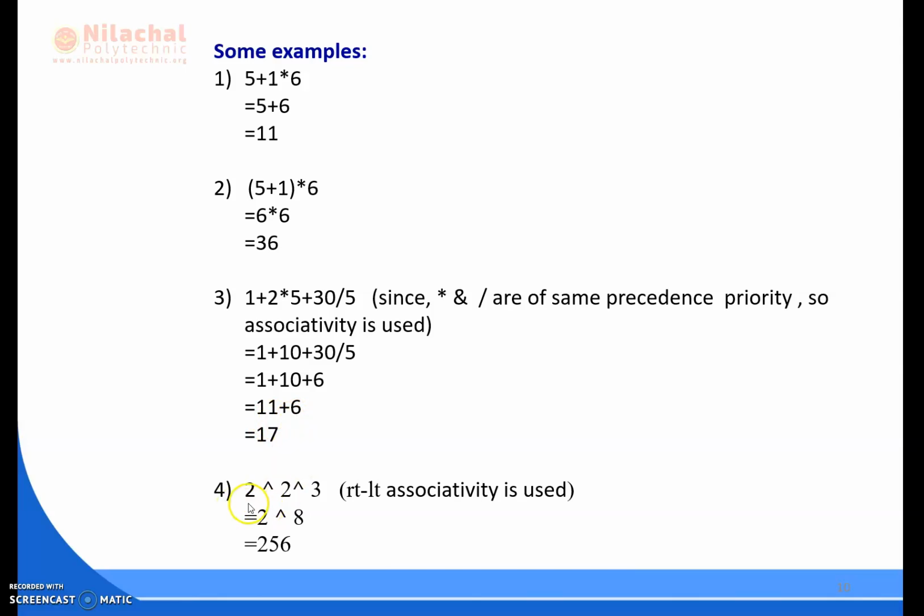Here at the fourth example, we have the power sign, that is 2 power 2 power 3. According to the associativity rule, we need to move from right to left of the expression. Moving from right to left, we need to solve 2 power 3 first. Then at the next position, we need to solve 2 power 8 and we get the result 256. This is how we will be solving the arithmetic expression according to precedence priority and the associativity rule.